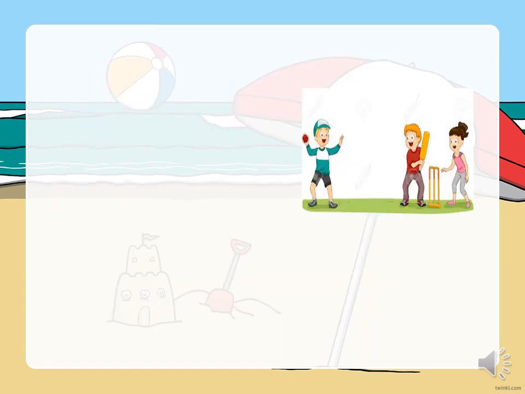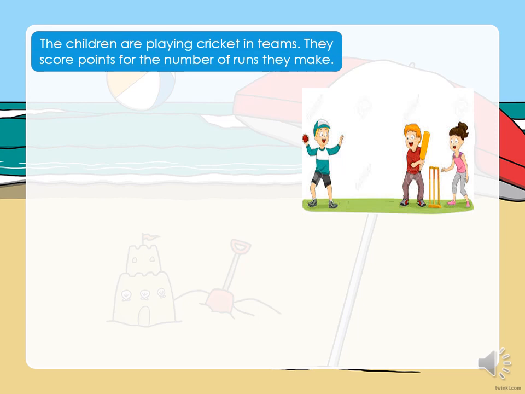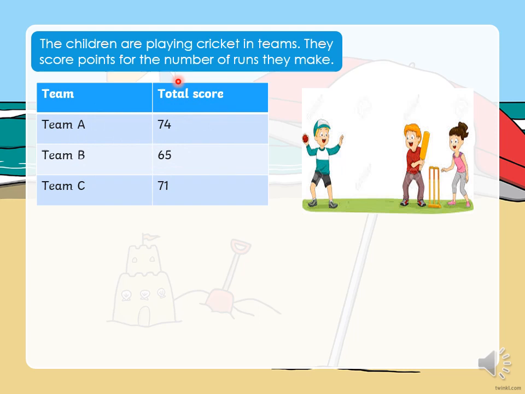Now we have this example. Look, the children are playing cricket in teams. They score points for the number of runs they make. Look at this table. We have team and total score. We have three teams: team A, team B, team C. Team A scored 74 points. Team B scored 65 points. Team C scored 78 points.